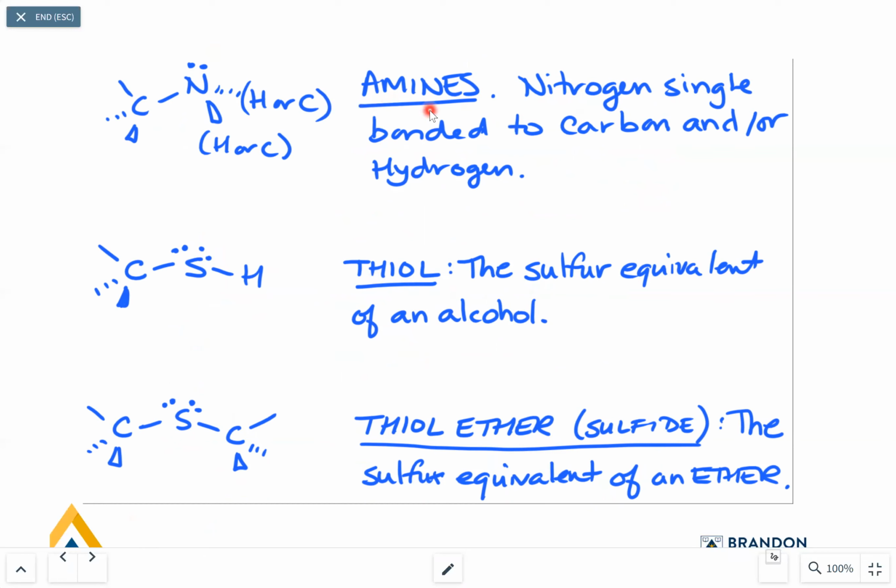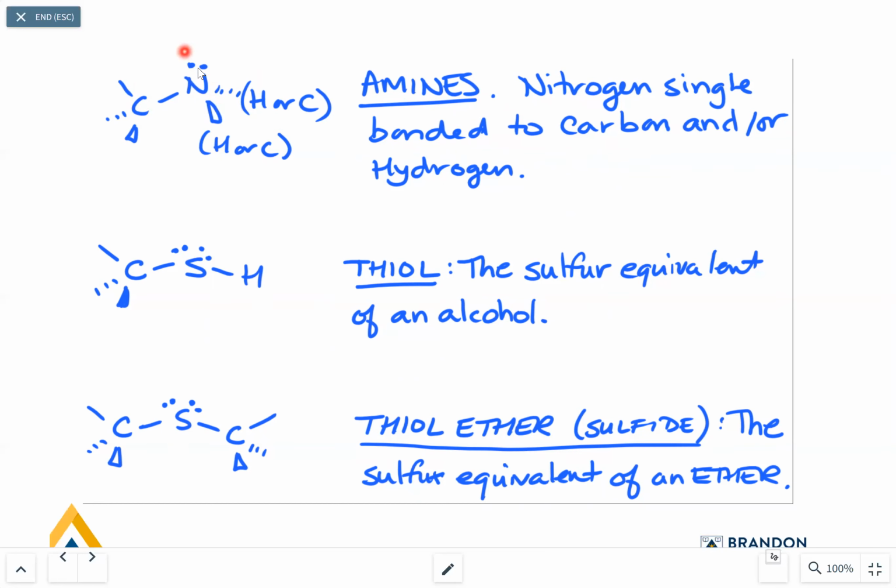We would have heard the term amines in Gen Chem. So this is nitrogen, which is bonded to carbons. So carbon, nitrogen, and then hydrogen or carbon, doesn't matter. These would be amines. And so if we've got 3 carbons, that would be a tertiary amine. If it's got 2 carbons and a hydrogen, that would be a secondary amine. And if it had 2 hydrogens and 1 carbon, it would be a primary amine.